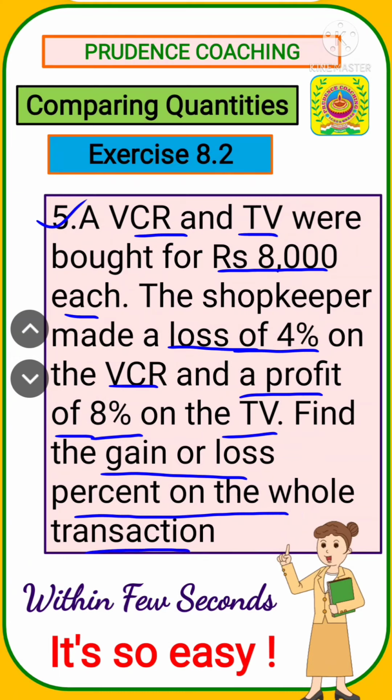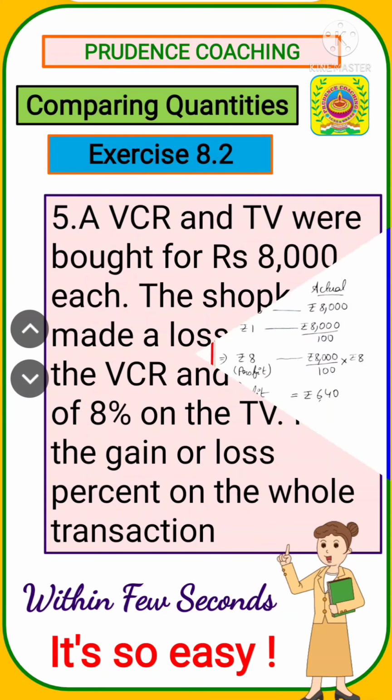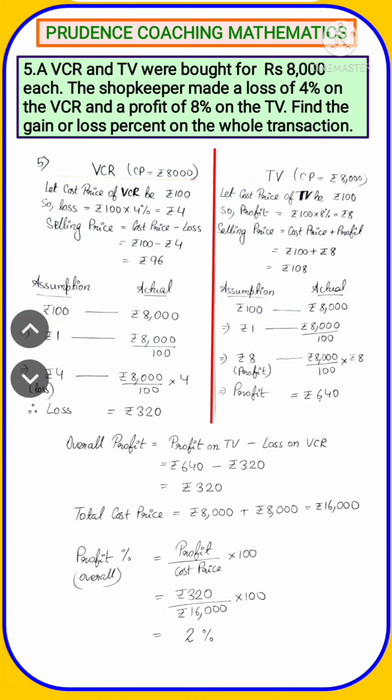You need to find the overall gain or loss percentage on the whole transaction. So after selling both the TV and VCR, what is the overall profit or loss percentage you are asked to calculate in this particular sum. So let's start with the sum. On the left hand side, you will make a column for VCR, and on the right hand side, you will make a column for TV. And within the bracket, you will write CP equals rupees 8,000 in both places, because CP is said to be rupees 8,000 in the question.